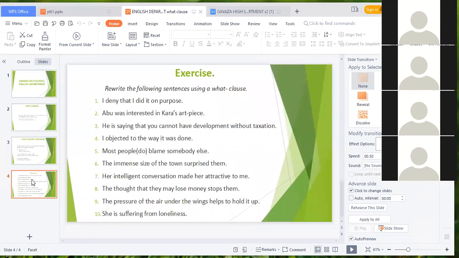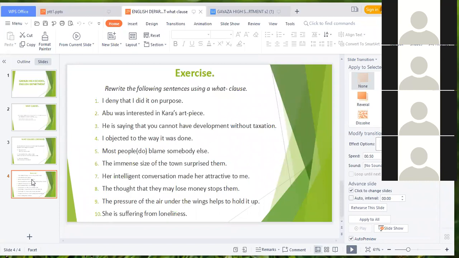Let us have number 3. He's saying that you cannot have development without taxation. Okay, Teacher Irene, can we have one? Okay, we can have Irene Bukenya. What he is saying is that you cannot have development without taxation. Thank you, Irene. These are actually emphasizing the subject.